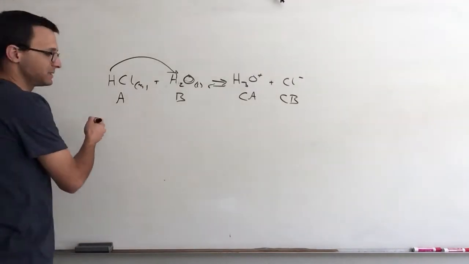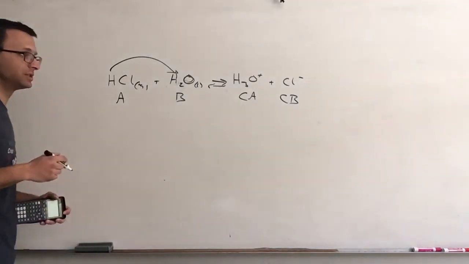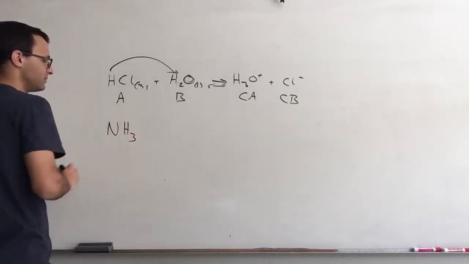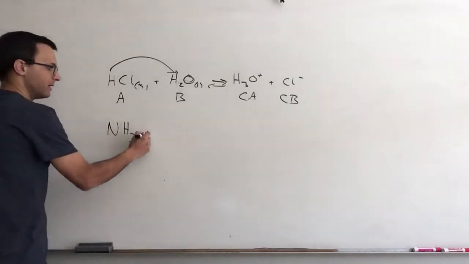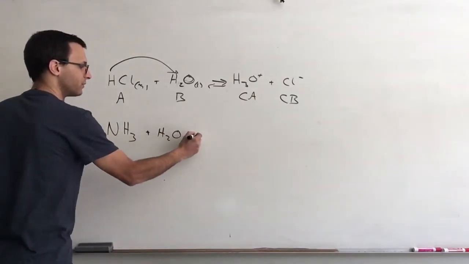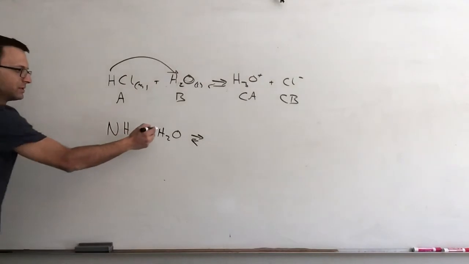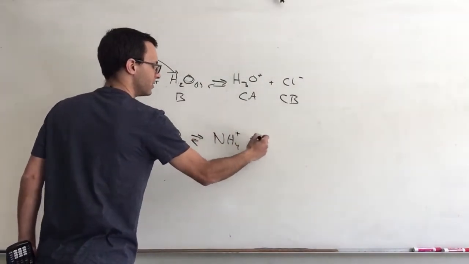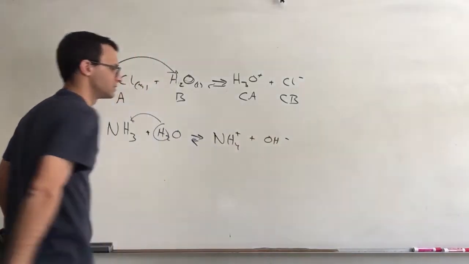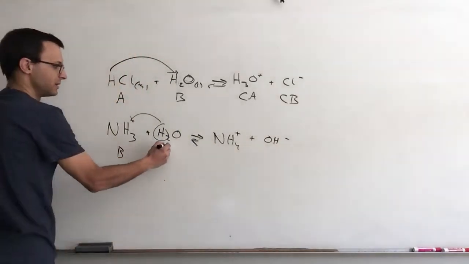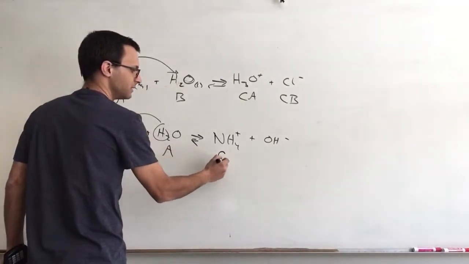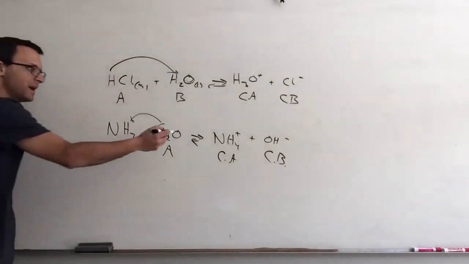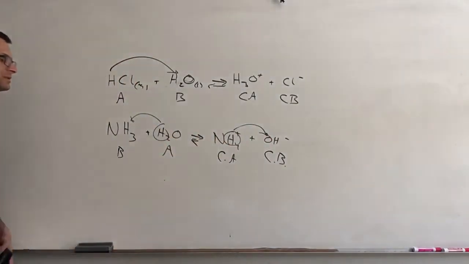If you want to write something like this for the dissociation of a Bronsted-Lowry base, something like ammonia with water, what's going to happen is it's going to accept a hydrogen from the water to be NH4+ and OH-. So here you have your base. Water in this case is the acid. This becomes the conjugate acid and the conjugate base, because going backwards, that hydrogen is going to go backwards.